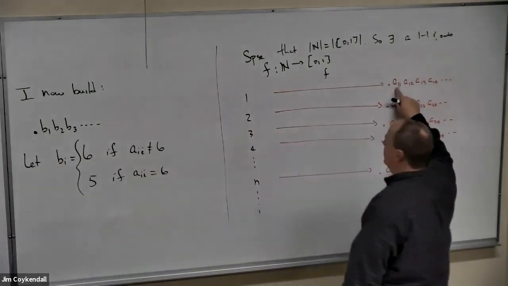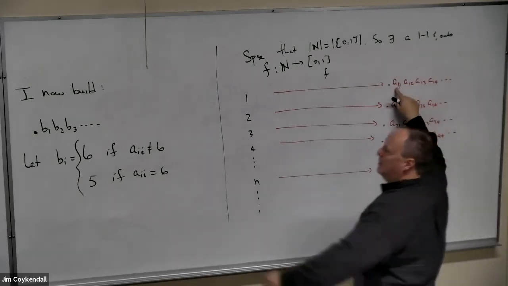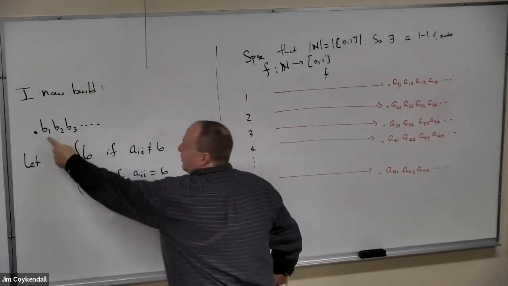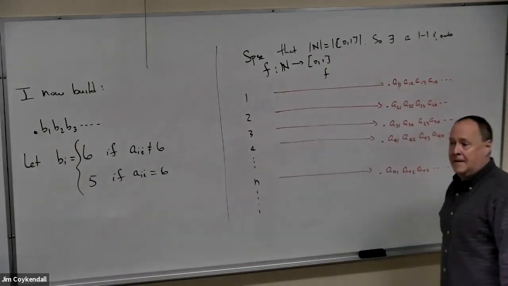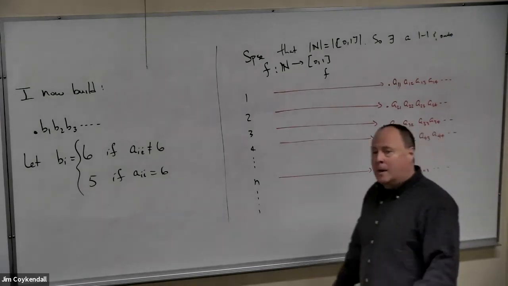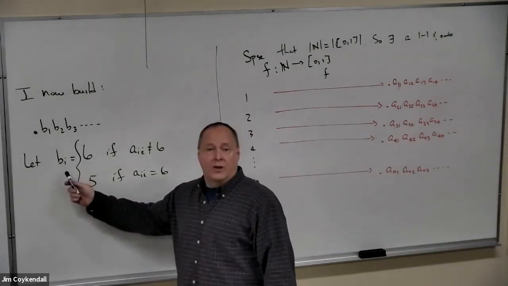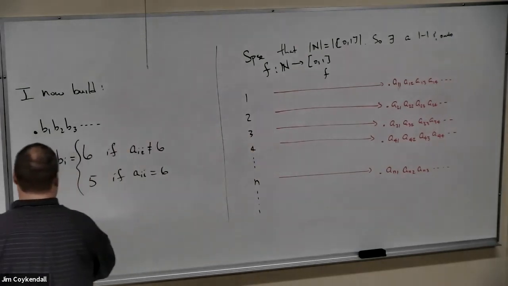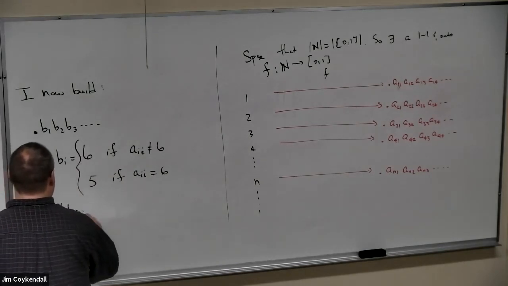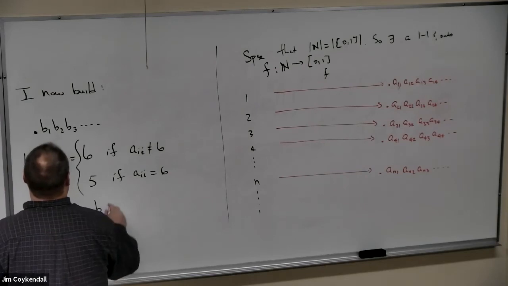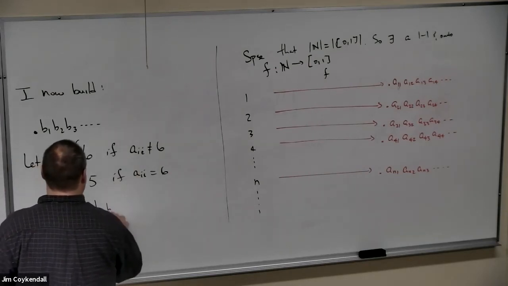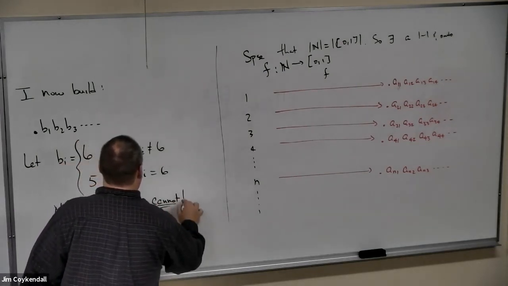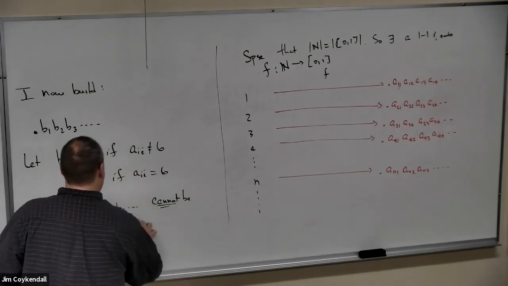I'll look at A11. Is that 6? If it's not, I'm going to let the first decimal be a 6. And if it is a 6, I'm going to let the first decimal be a 5. So would everybody agree that my B_i is a string of 6s and 5s? But notice, more importantly, that this decimal, B1, B2, B3, etc., cannot be in the right column.